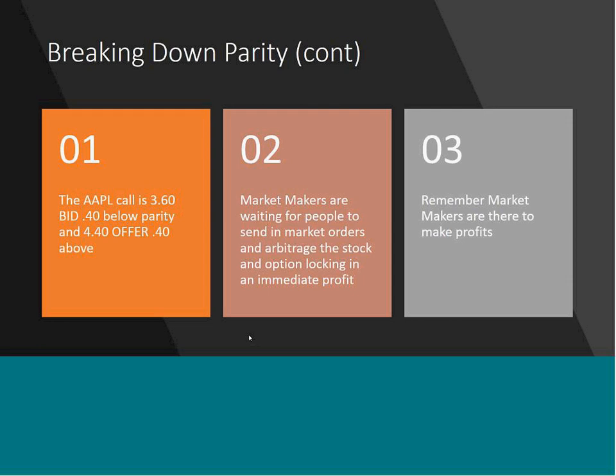One was a 3.60 bid and 4.40 offer, so it was an 80-cent wide market, 40 cents above and 40 cents below. Market makers are people that take market orders and arbitrage the stock for immediate profit, which is what we're going to do, because we're going to take that tool away from the market maker. We are going to exercise the stock and create our own arbitrage for a day, a week, or whatever time it happens to be. Because the one thing we know for sure is that as long as we control the right to do something, we simply do our trade.